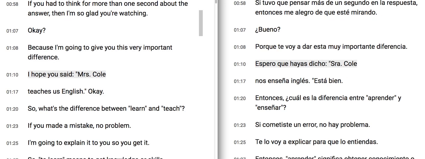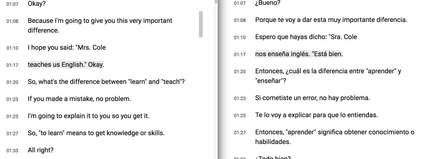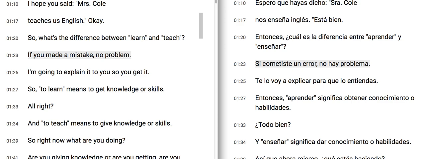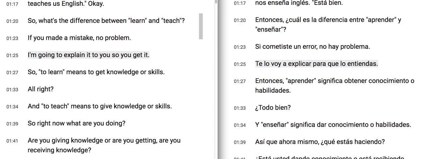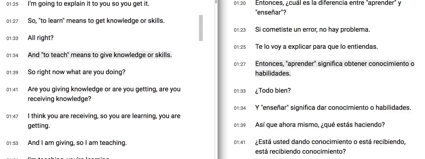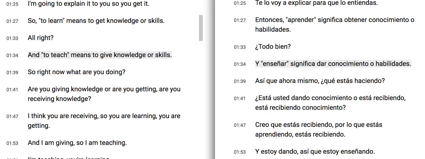I hope you said Mrs. Cole teaches us English. Okay, so what's the difference between learn and teach? If you made a mistake, no problem. I'm going to explain it to you so you get it. So to learn means to get knowledge or skills. All right? And to teach means to give knowledge or skills.